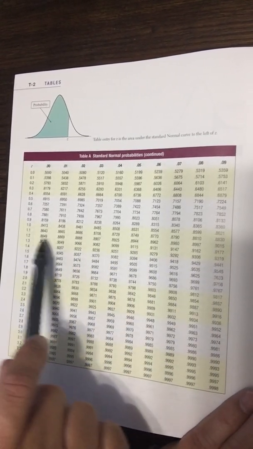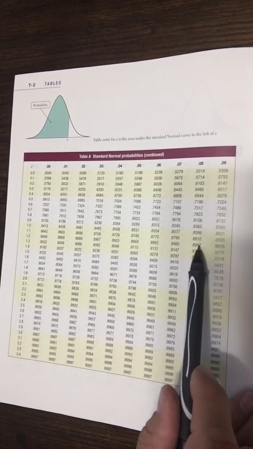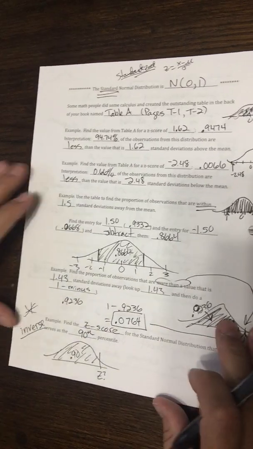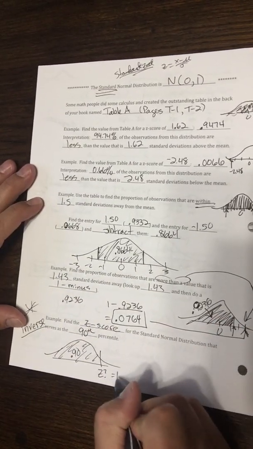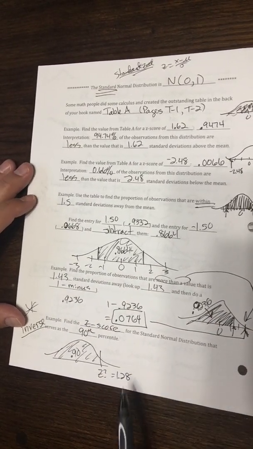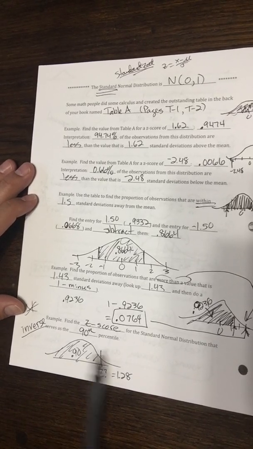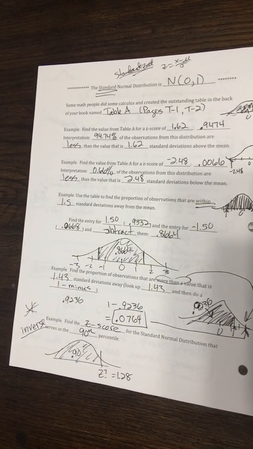Now what is that? It's 1.2, and I think I would lean towards this one, 1.28. So the answer to that question is that z would equal 1.28. If you have a data value that has a z-score of 1.28, that data value is the 90th percentile. Well, that's a lot on this page. Next page.